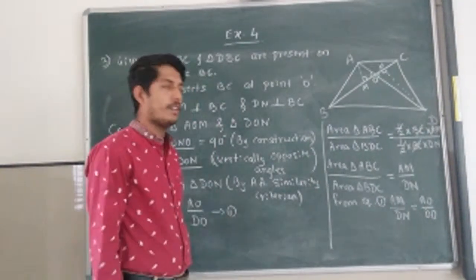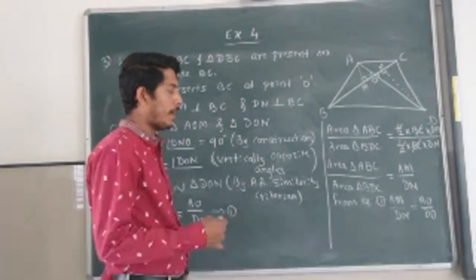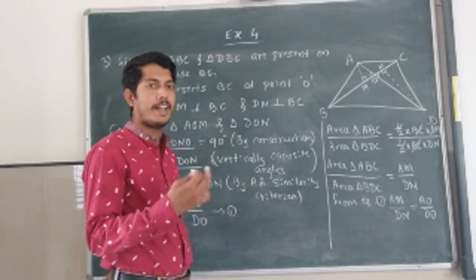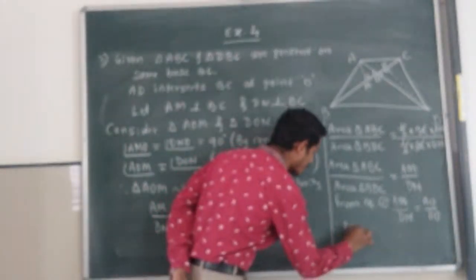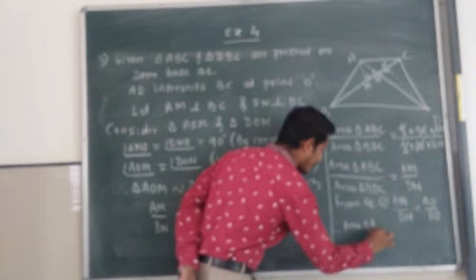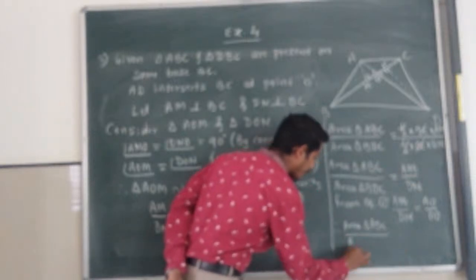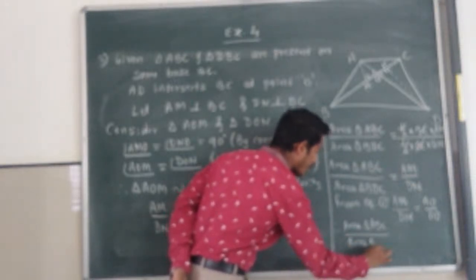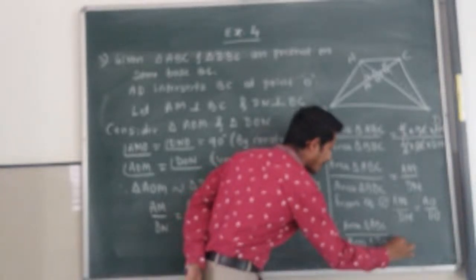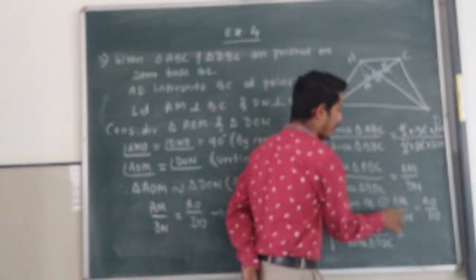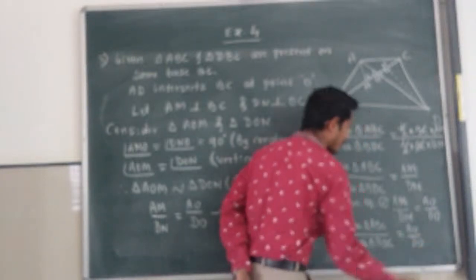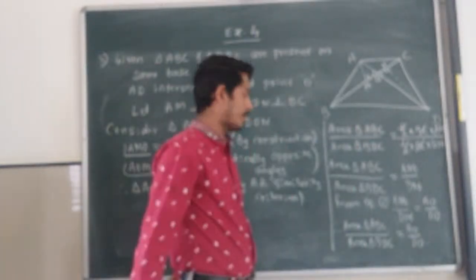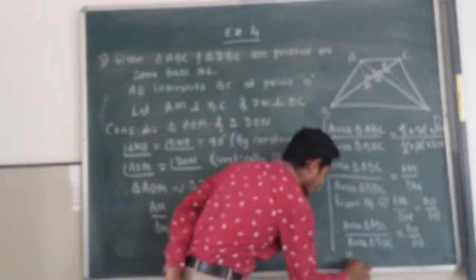Now we will substitute that value. Instead of writing AM by DN, we will write AO divided by DN. Therefore, area of triangle ABC divided by area of triangle BDC, that is AM by DN, means AO divided by DN. And congruence.